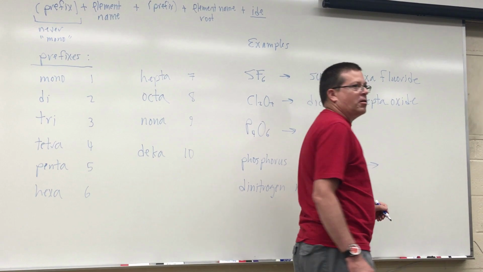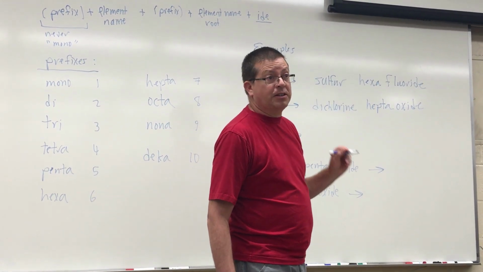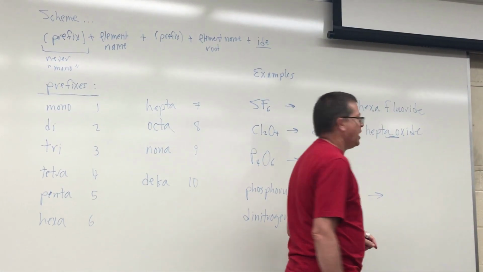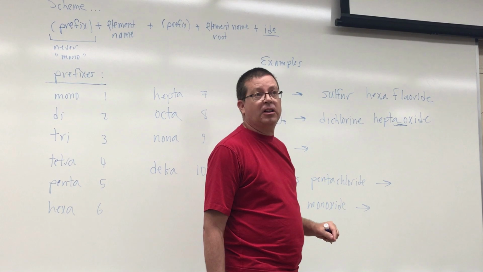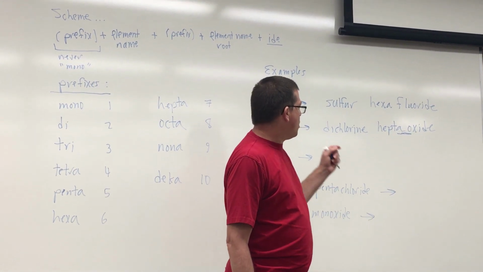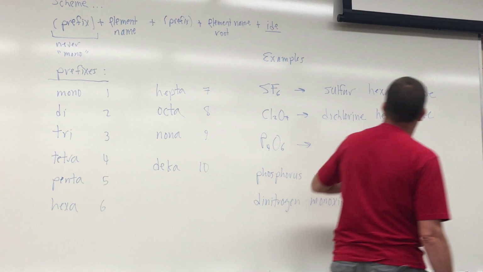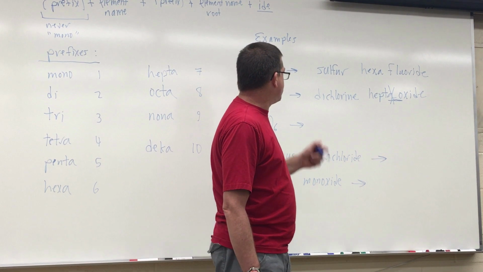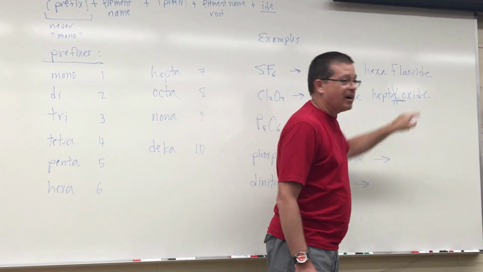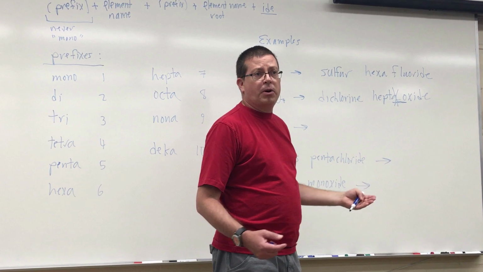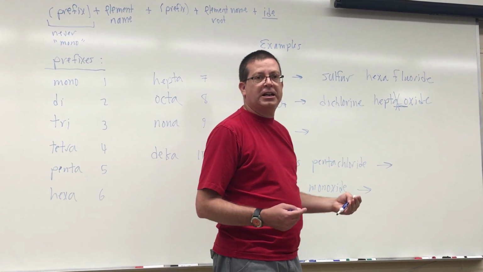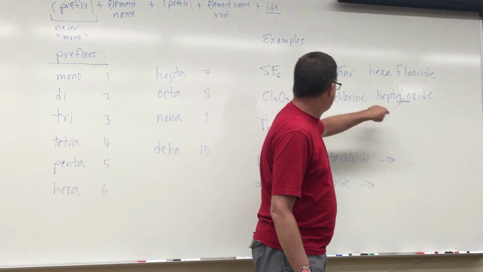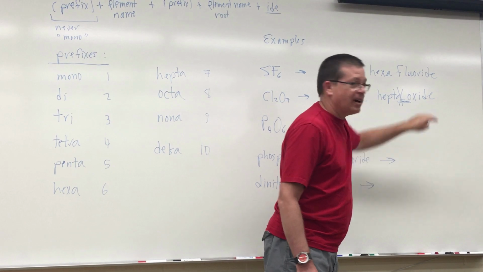Now I want to show you something here. In many cases, we end up with a situation where we have 2 vowels coming together, one at the end of the prefix and then one at the beginning of the second element name. And when that happens, what we usually do is we eliminate that first vowel, the one that's associated with the prefix. So we actually shorten this to dichlorine heptoxide. So that's the appropriate way to do this. Again, if you have two vowels that bump into each other, we normally end up getting rid of that first vowel.